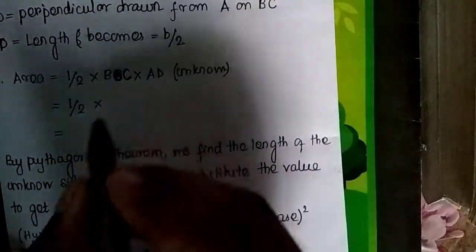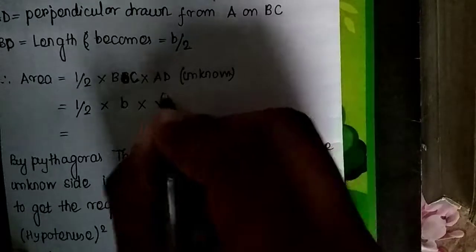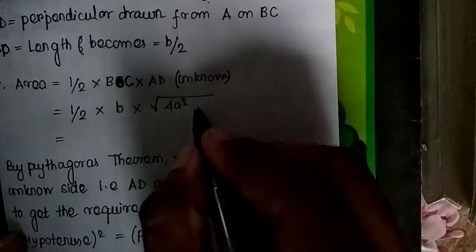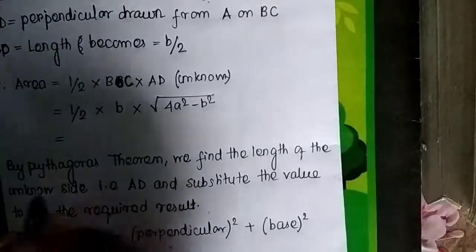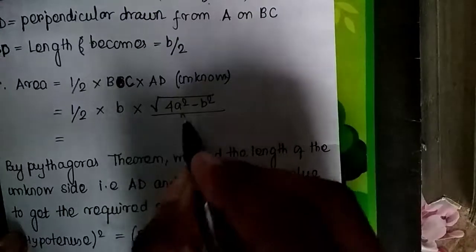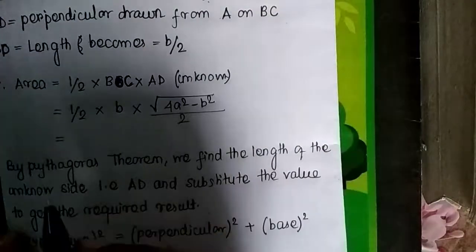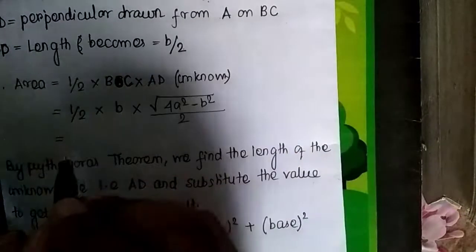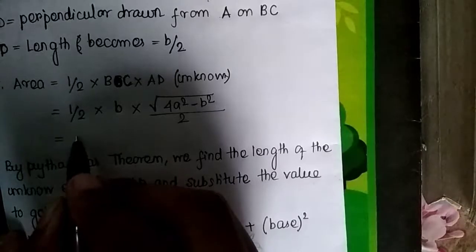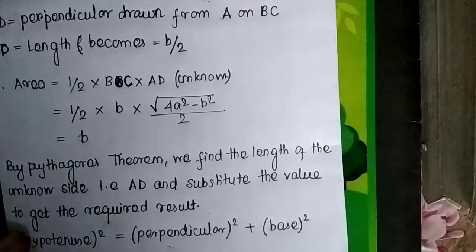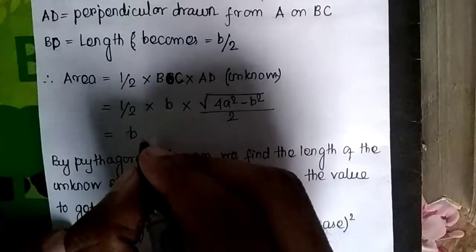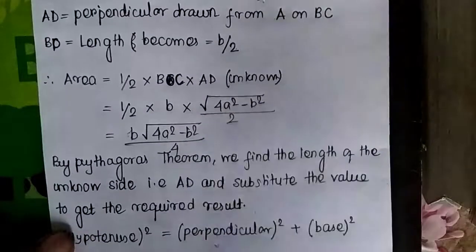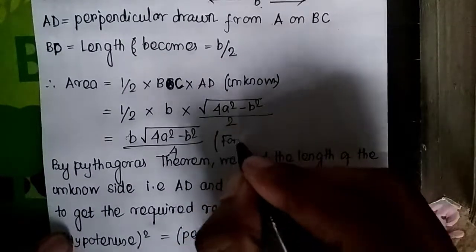Here BC into AD, so BC is b and AD is root over 4a square minus b square by 2. So at last, in order to find the area of an isosceles triangle, we multiply all the values and get the required answer. So it will be b root over 4a square minus b square by 4, which is the required formula.